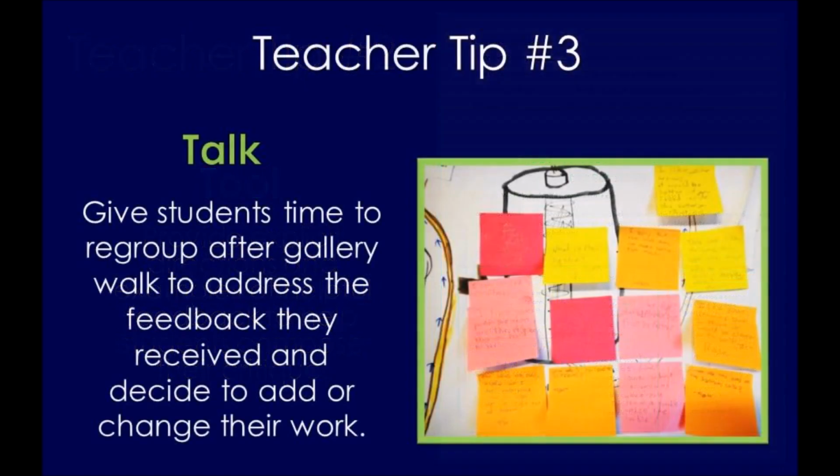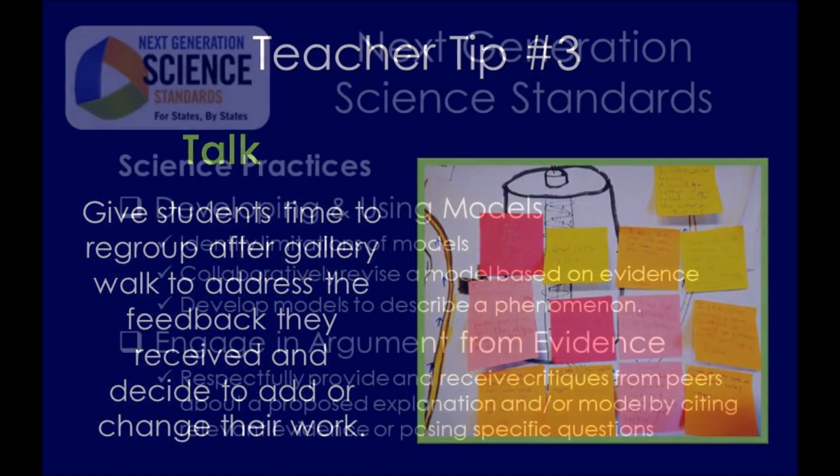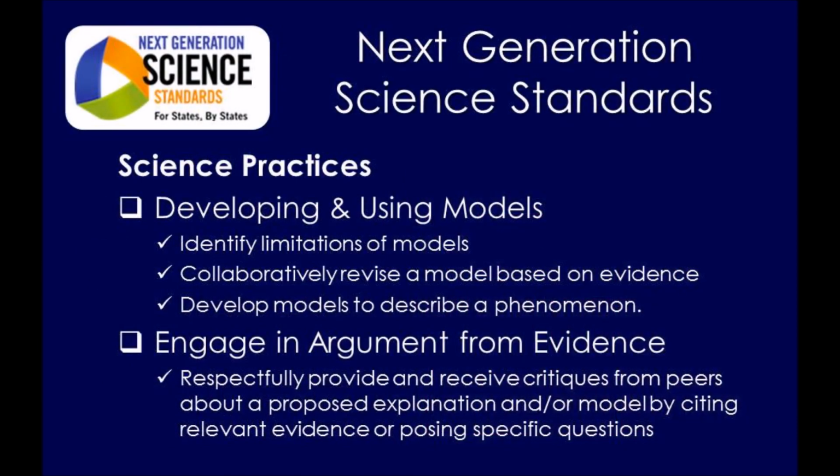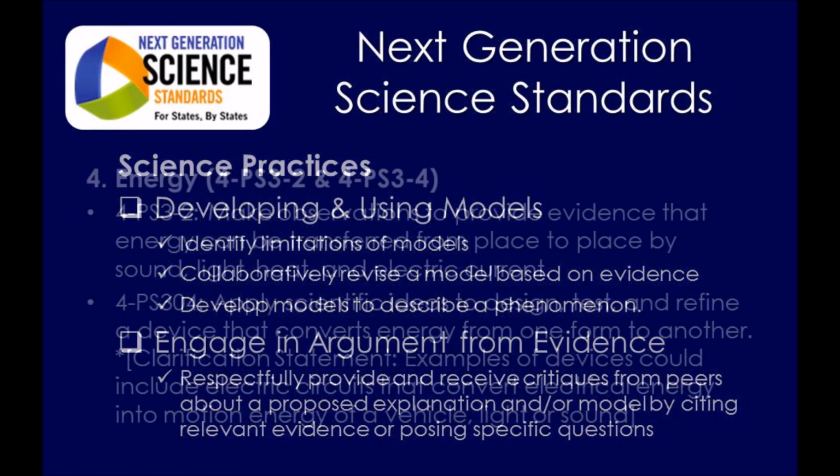The key part of this activity is having students discuss the feedback they received and decide what they want to do with it. They can follow the suggestion by adding or changing their work, or they can decide they disagree with the comment based on evidence. Critiquing models based on evidence and limitations is part of the Next Generation Science Standards list of science practices. Students must engage in argument if and when their critique is challenged by their peers.